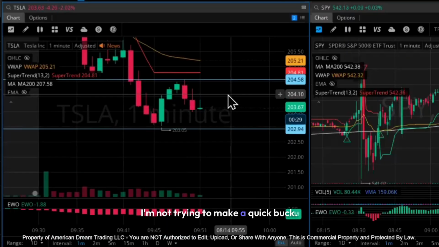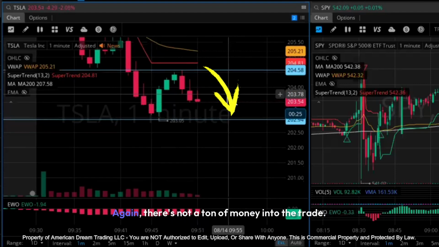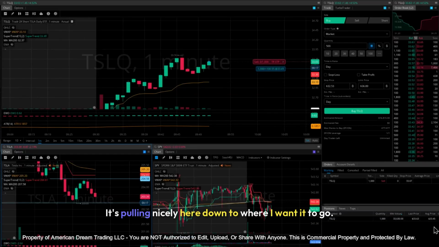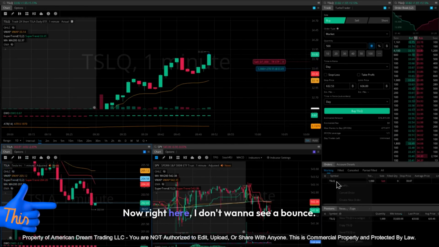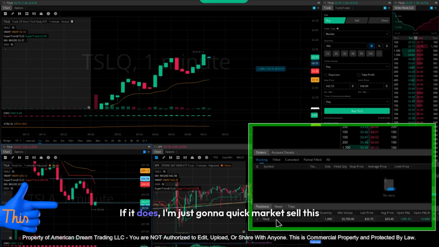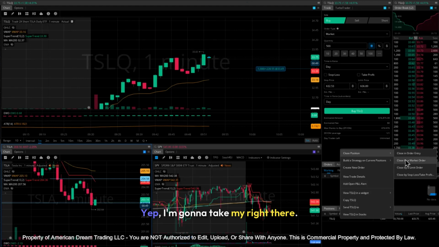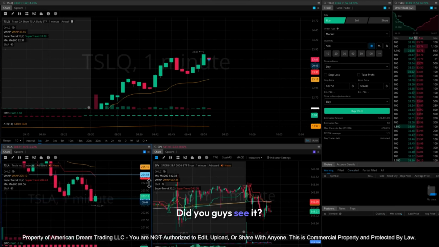I'm not trying to make a quick buck. I'm actually trying to have this pull all the way back down here again. There's not a ton of money in the trade. You can see now it's up 175 on the trade. It's pulling nicely here down to where I want it to go. There we go. Should be making some pretty decent money here now. See it? Now right here, I don't want to see a bounce. If it does, I'm just going to quick market sell this because that's a bounce spot, right? Yep, I'm going to take my money. Right there. That was a $300 trade. Did you guys see it?